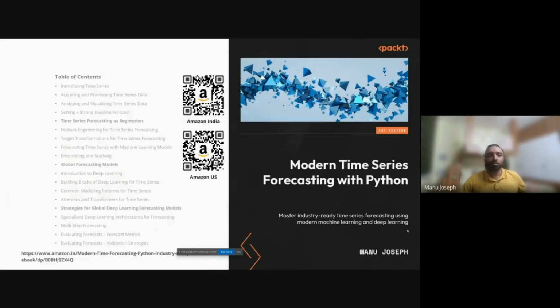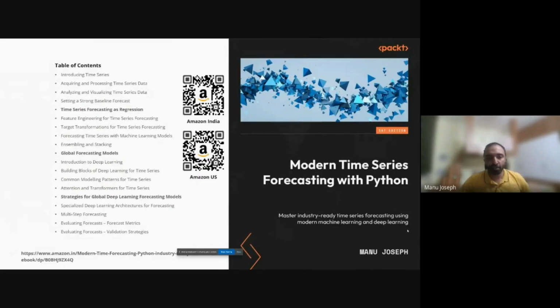All right. So yeah, this is the book in question. I'll quickly go over the table of contents so that you get an idea about what the book has, and then we'll get on to the talk. We start off the book by introducing time series, how we work with time series, how we visualize time series, etc. Then we spend a chapter called setting strong baseline forecasts, where we look at all our classical models like ARIMAs, exponential smoothings, and all the related family.